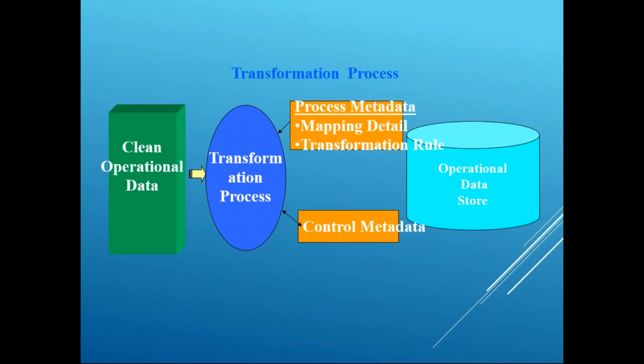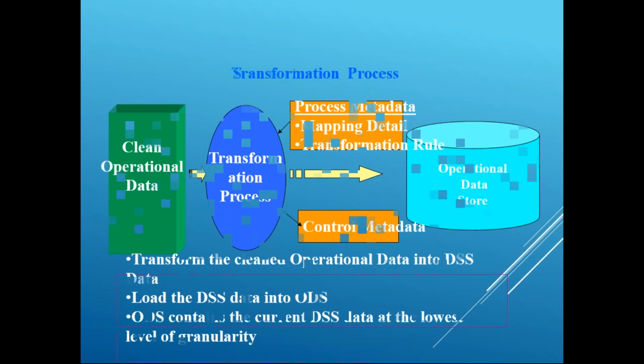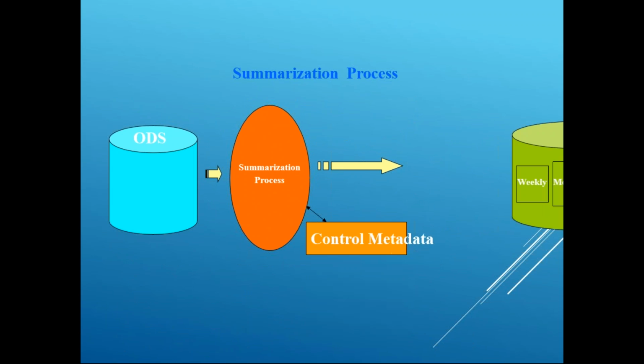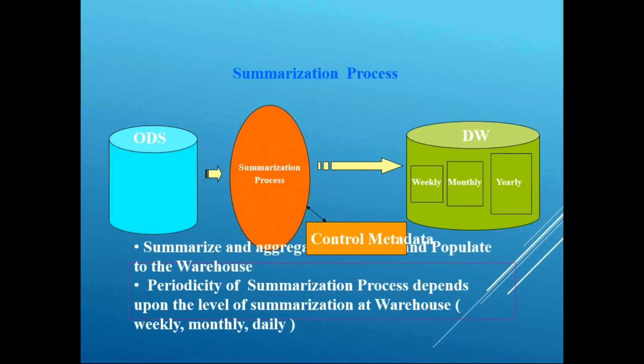we cleanse the data, and we load the data into the operational data store, the ODS region. Within the ODS region, it contains only the current value detailed data useful for operational reporting. Once the data is loaded to the ODS, you summarize the data and you keep the data at different levels. The summarizing depends upon the level of summarization of the data warehouse. It could be daily, weekly, monthly, quarterly, or yearly. So you can load the data at any level of summarization. And that's how it works.